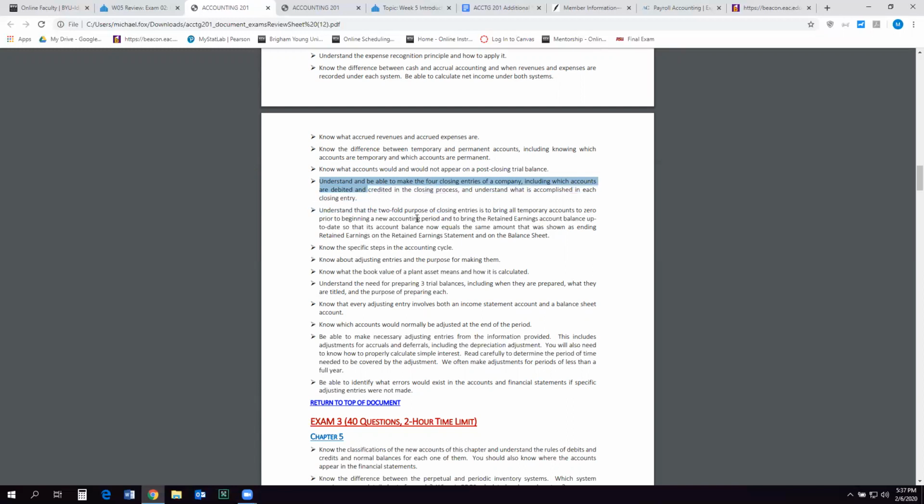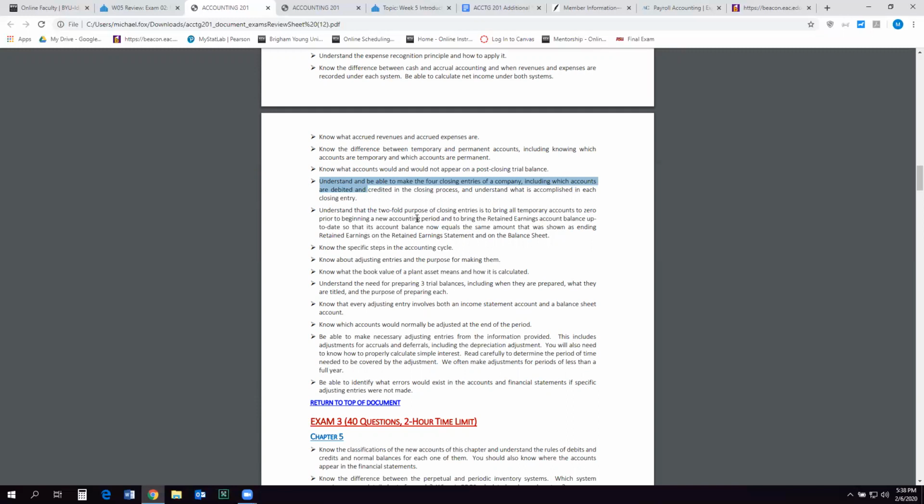Okay, so the first closing entry is to close out our revenues to the income summary account. Our revenues will have a balance on the credit side. Why? Because that's the normal balance of a revenue account. So in order to close that revenue account or return its balance back to zero, we're going to debit our revenue and then credit income summary.